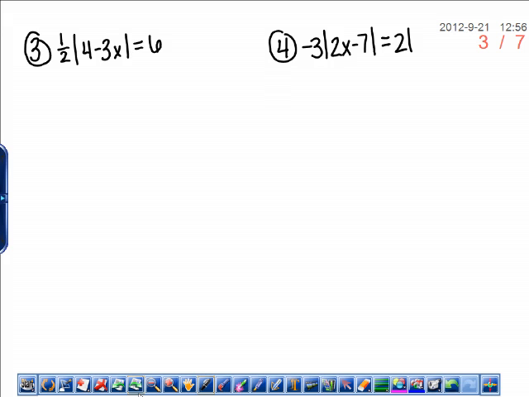Okay, Lindsay, what'd you do first? Okay, yeah, and dividing by half is the same as multiplying by 2. So we would get absolute value of 4 minus 3x equals 12. Great. Rosie, can you tell me what you did next? I subtracted 4. Did you write anything down next? I split the equation. Good. Can you tell me what the 2 equations you got were? 4 minus 3x equals 12, and 4 minus 3x equals negative 12. Awesome.